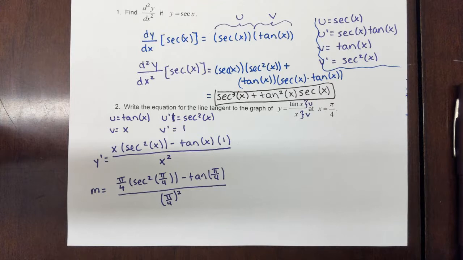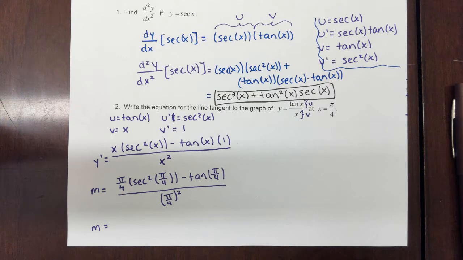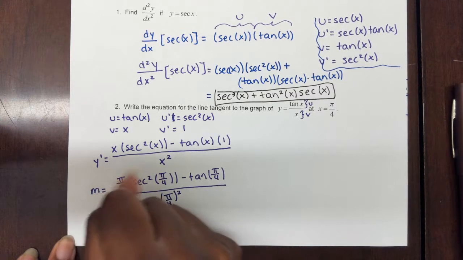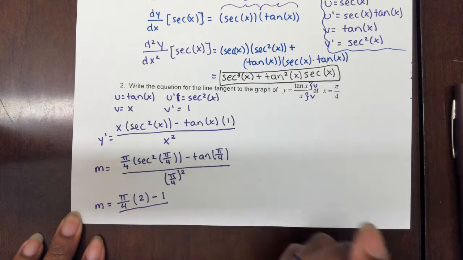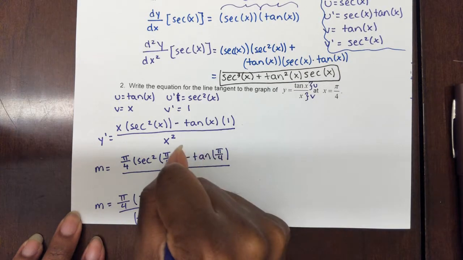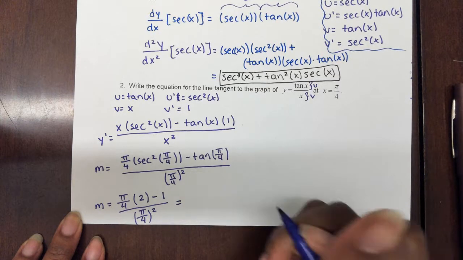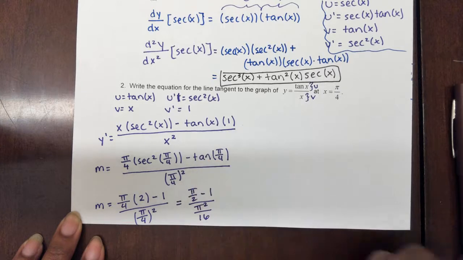Alright, so using the unit circle, I know that secant of pi over 4 is the square root of 2, and if I'm squaring that, then we have 2, so then we have pi over 4 times secant squared of pi over 4, which is 2, minus the tangent of pi over 4, which is 1, all over pi over 4 squared, which is equal to pi over 2 minus 1 over pi squared over 16.